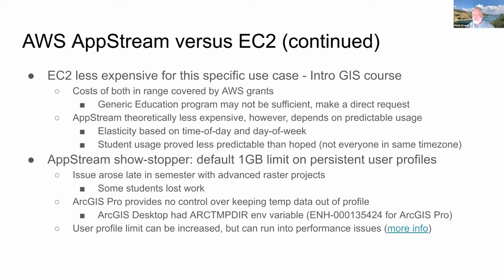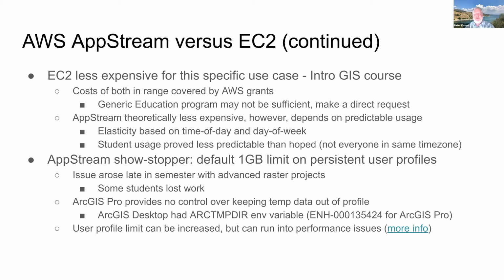However, that depends on predictable usage. And one of the things we found with the students, and perhaps exacerbated by them being in different time zones, not being all here in Ann Arbor, but spread around the world, is it was really hard to predict their usage. So sometimes we had instances up and running that no one was using that we were paying for in the AppStream model. EC2 is more of a model where each student has their own instance that they turn on and use and turn off when they're done.